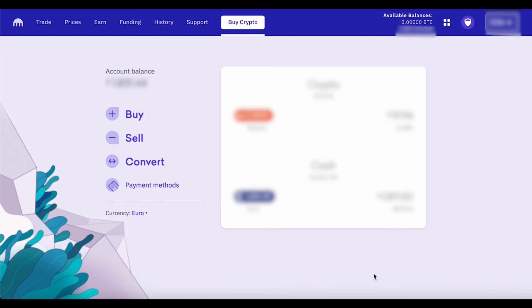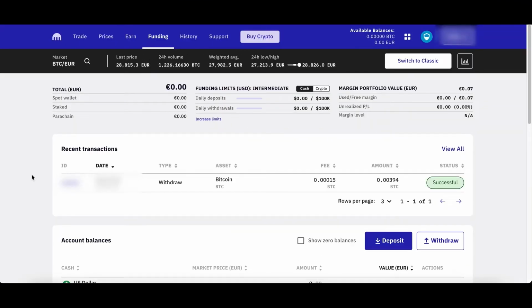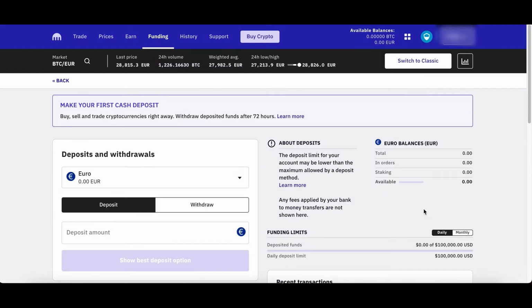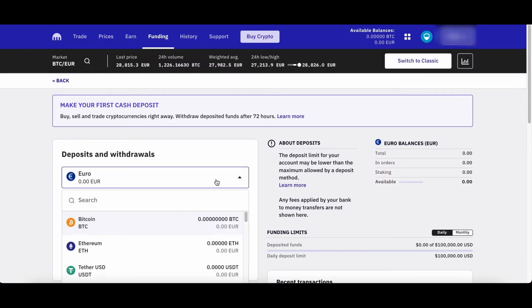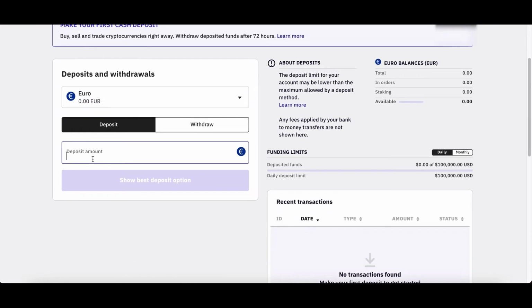If you need to deposit funds into Kraken, you just need to go on Funding in the top menu over here. And once the page loads, you can scroll down and pick the deposit method that you like, either fiat currency or cryptocurrencies. In my case, I'm depositing euro, and all I need to do is just follow the prompts and instructions that I'm given to deposit funds.